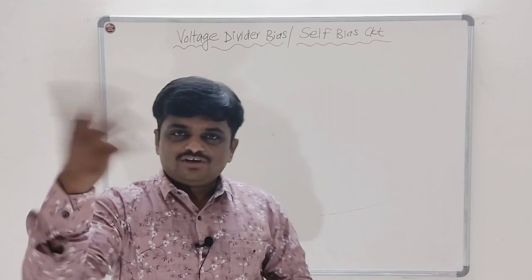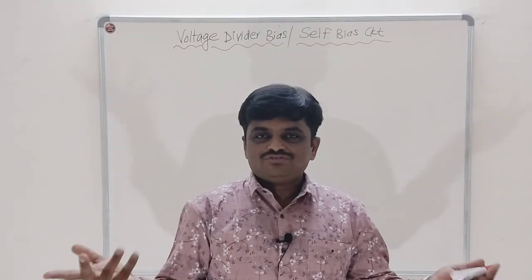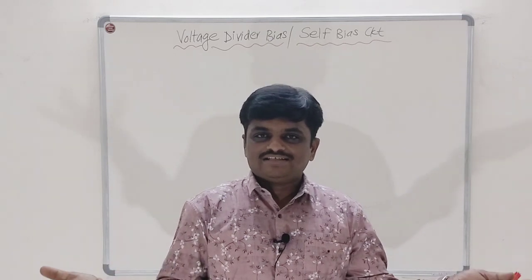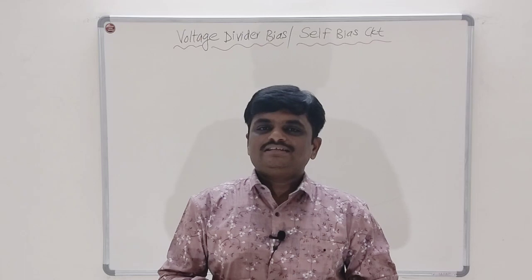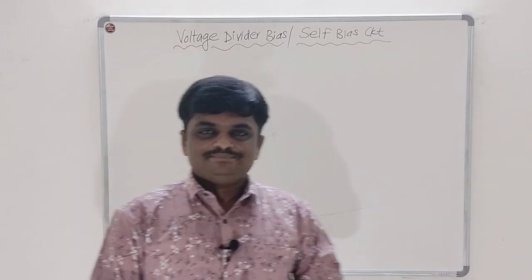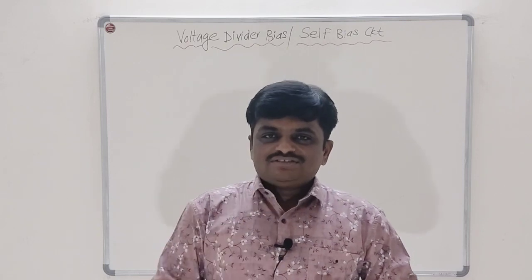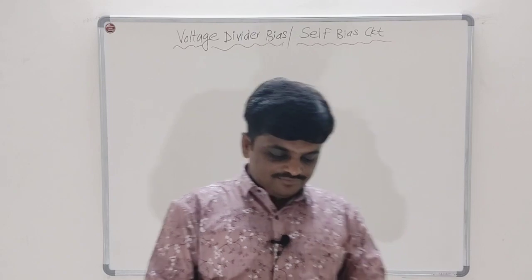So first, let us consider the common emitter configuration of the transistor, because it is widely used, and the NPN transistor, because electrons are the majority charge carriers in the NPN transistor and the electron mobility is greater than the hole mobility. So here we have the basic biasing circuit of the common emitter configuration.